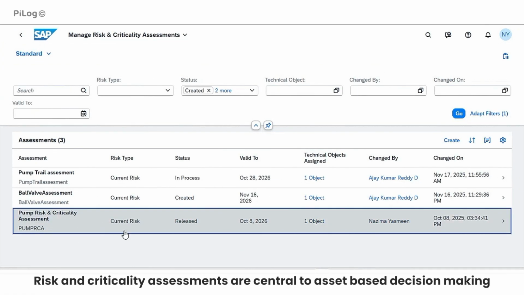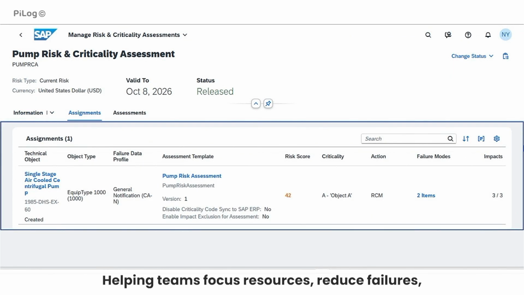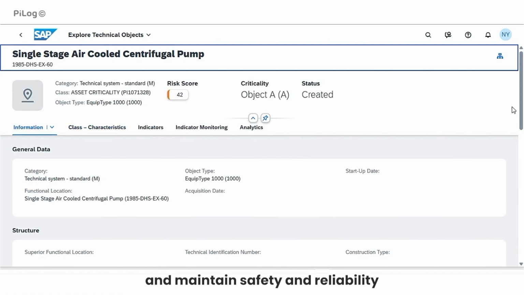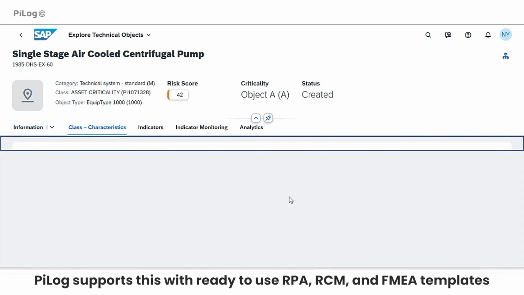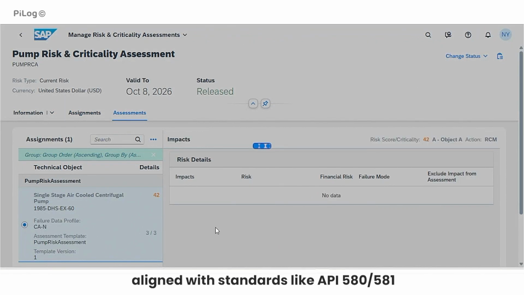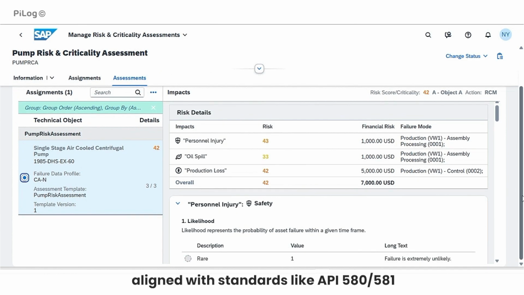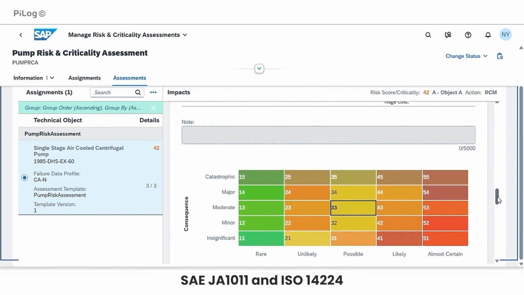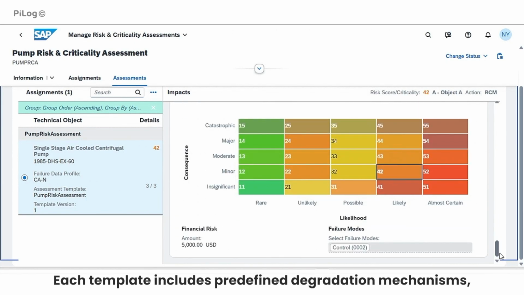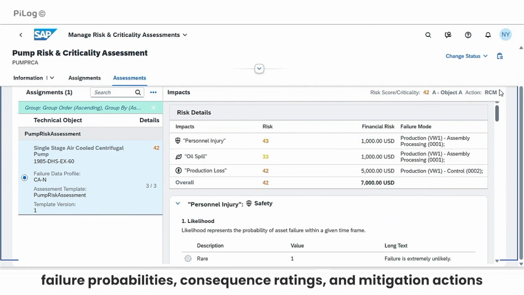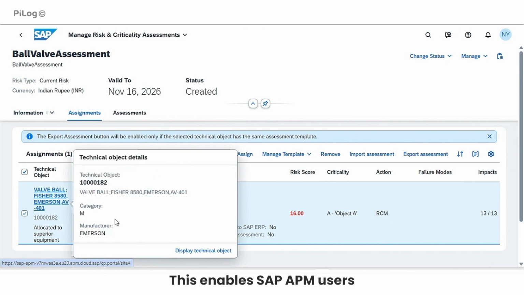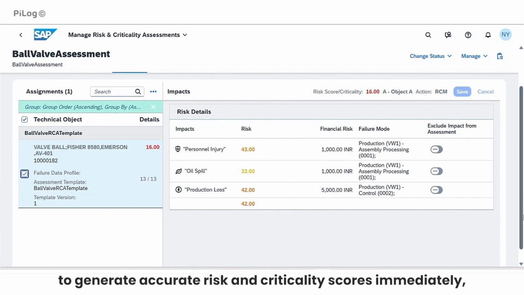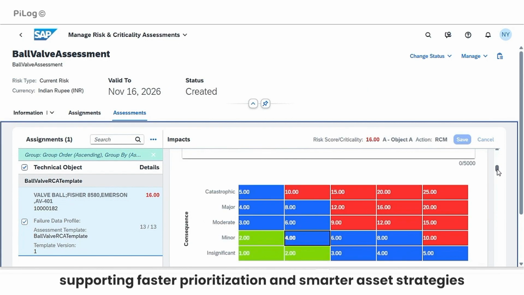Risk and criticality assessments are central to asset-based decision-making, helping teams focus resources, reduce failures, and maintain safety and reliability. PiLog supports this with ready-to-use RBA, RCM, and FMEA templates aligned with standards like API 580/581, SAE JA 1011, and ISO 14224. Each template includes predefined degradation mechanisms, failure probabilities, consequence ratings, and mitigation actions. This enables SAP APM users to generate accurate risk and criticality scores immediately, supporting faster prioritization and smarter asset strategies.